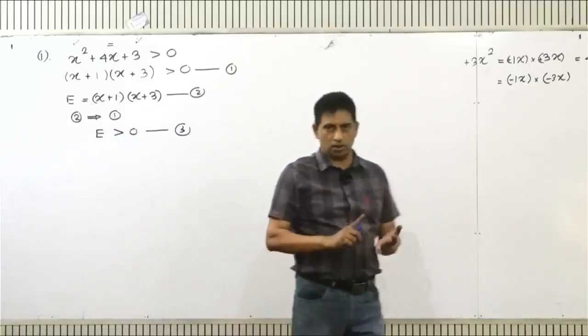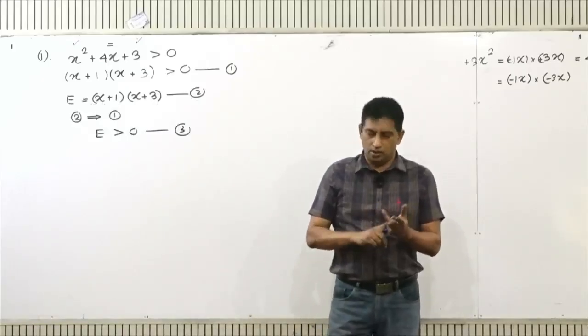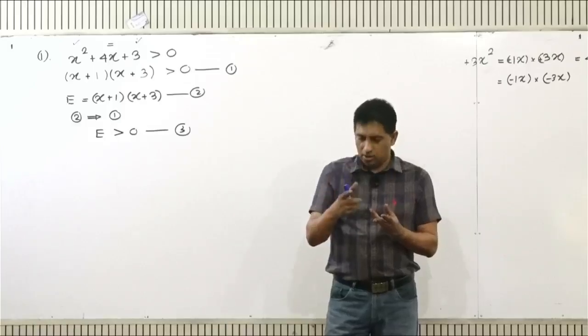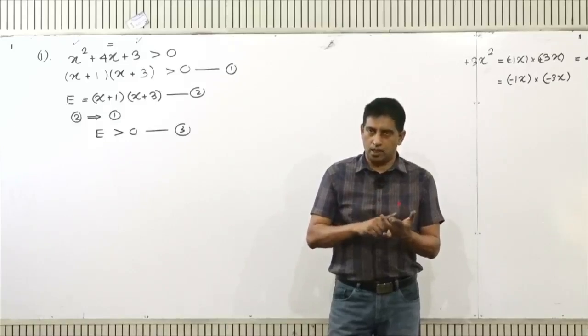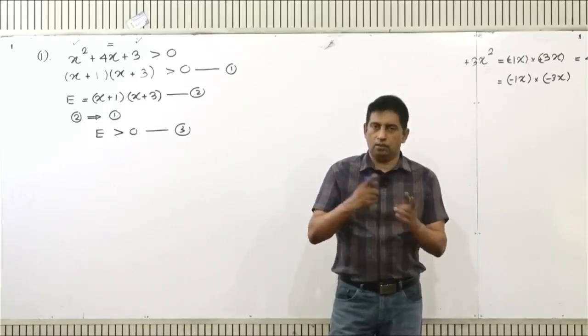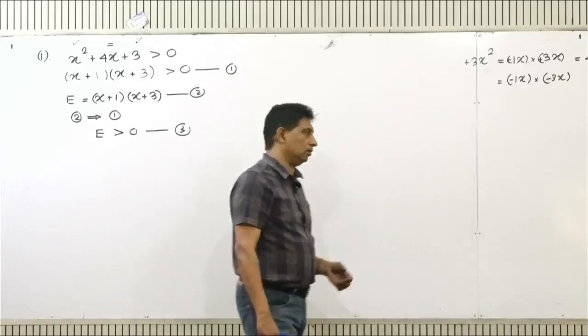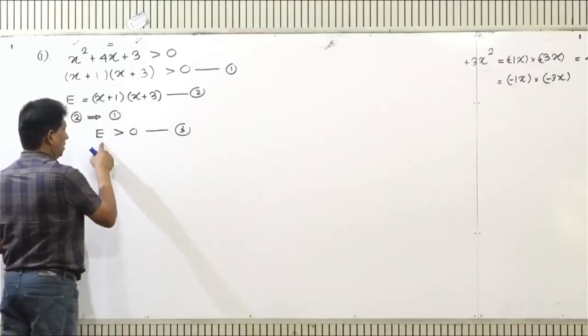Then what is the first step? We have to make the right hand side or left hand side 0. Then we have to find all the factors of the other side. Then we take the factors as equal to E. Then we substitute it into the inequality. Then here we get E is greater than 0. E is greater than 0 means E is positive.